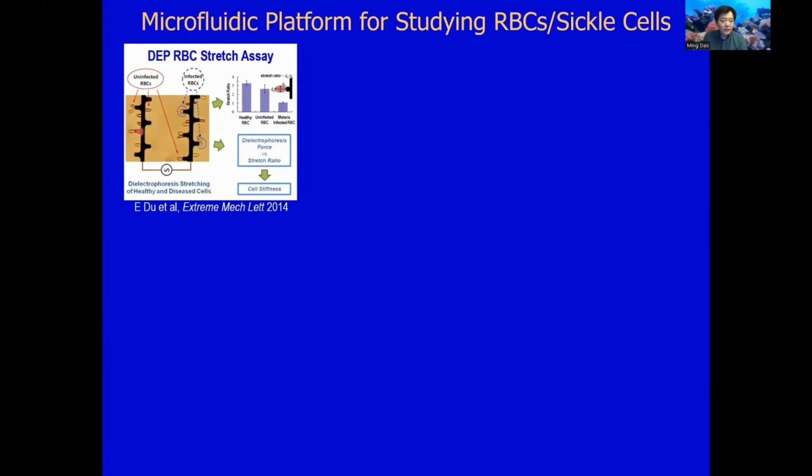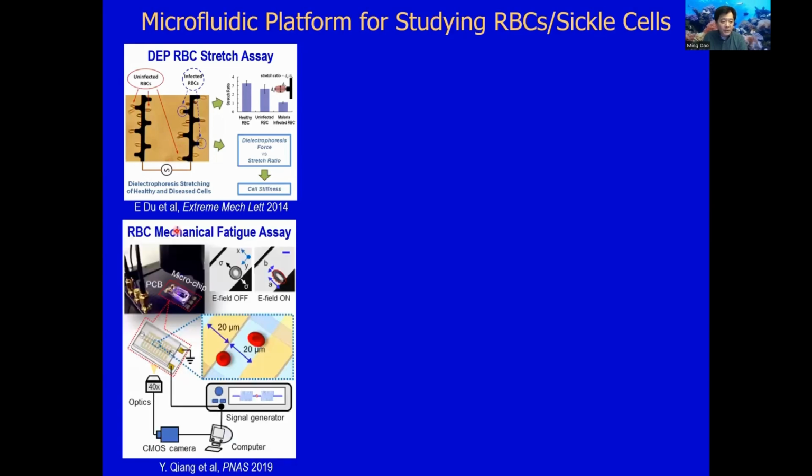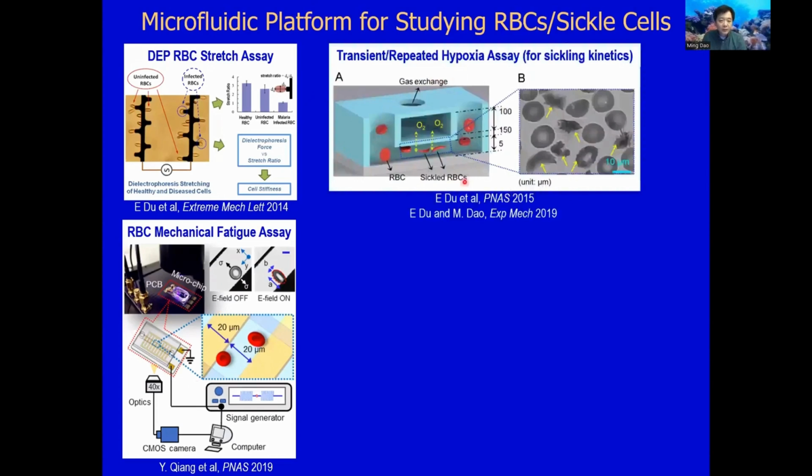So we have developed a microfluidic platform for studying red cells or sickle cells. So we initially used the dielectrophoresis stretch assay to stretch the cell to test the deformability in the microfluidic channel. And then eventually we can do this multiple times, and this is testing fatigue. This setup we have actually can do transient hypoxia. So you can do hypoxia, normoxia within a relatively short time. So you can do this back and forth for many cycles.